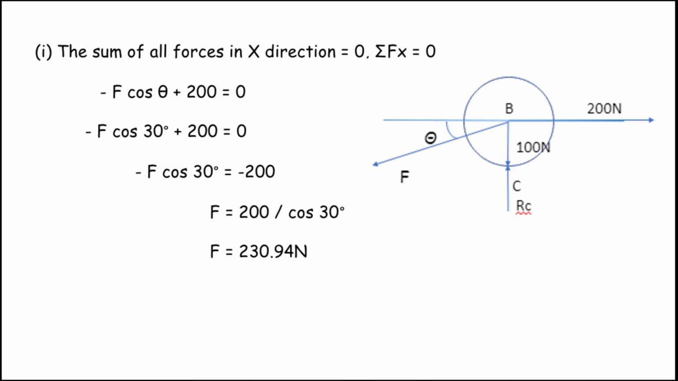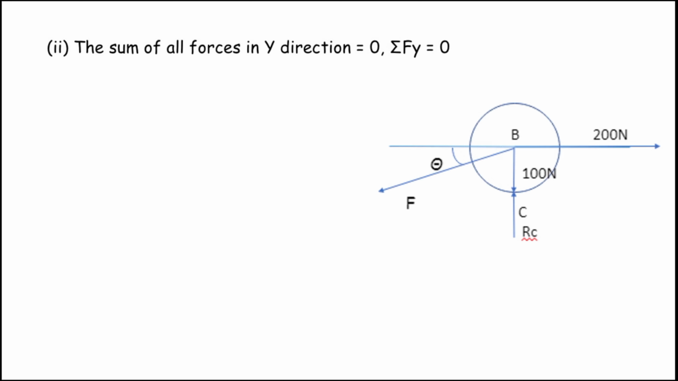And now, I am going to find the reaction at C. It is in the vertical direction, so I take the forces in the y direction. The sum of all forces in the y direction equals 0. So, summation of Fy equals 0. The force RC minus W minus F sin theta equals 0. RC is in the upward direction, so it is plus, and W is downward, so it is minus, and F is also in the downward direction. So, RC minus W minus F sin theta equals 0.